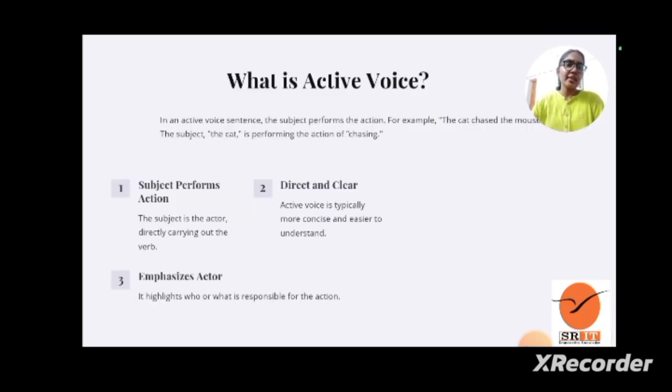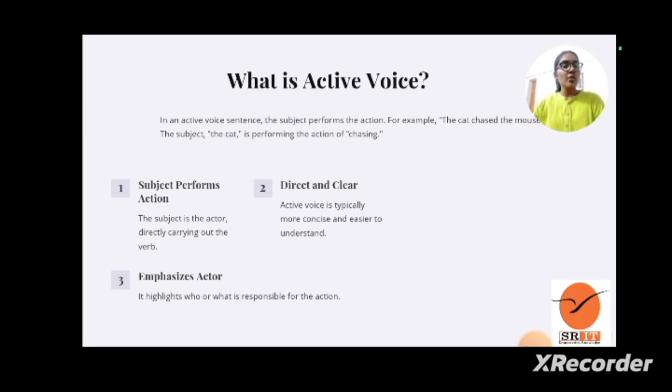Active voice is where the sentence in which the subject performs the action and the object receives the action. For example, the cat chased the mouse, where the subject is the cat and the action being performed is chasing, and here the object is the mouse, which is receiving the action. Well, active voice is generally used in conversation, and we'll look at when the passive voice is used in further slides.